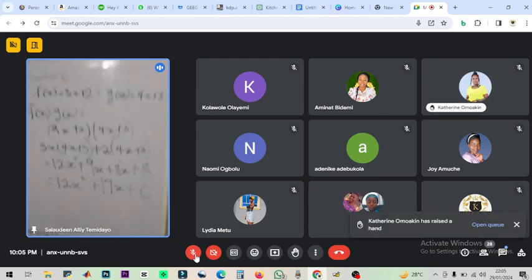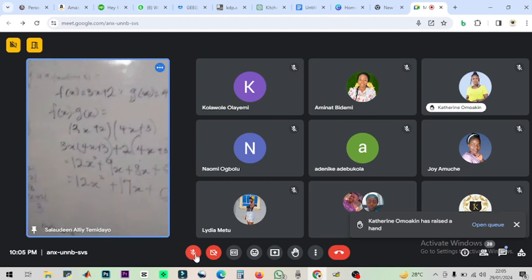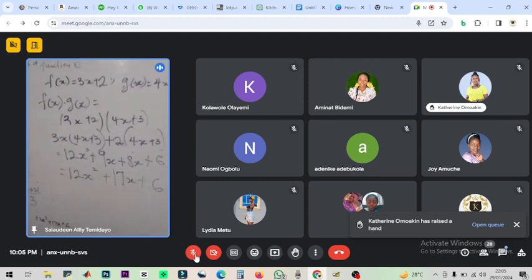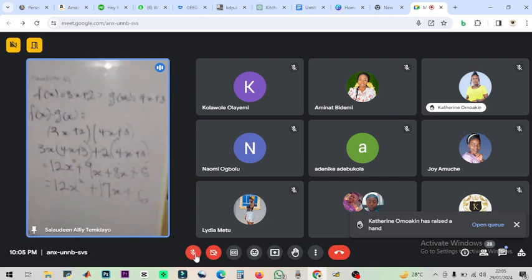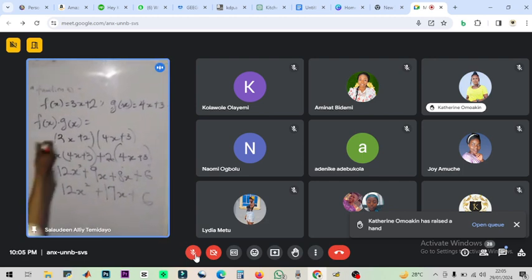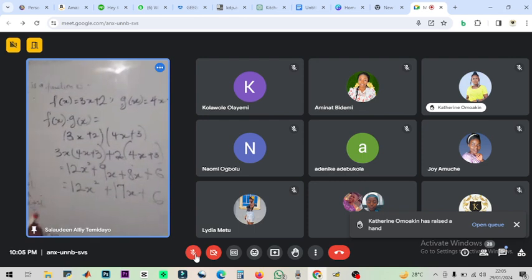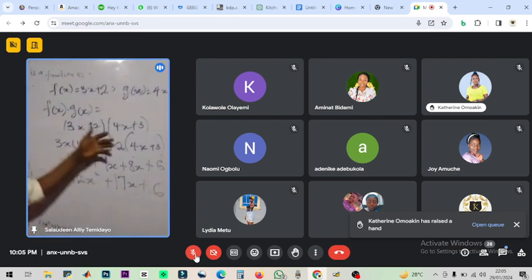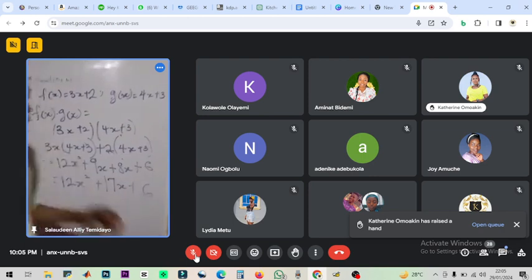For those of us that didn't really get it, look at the process again. I said we're multiplying f of x by g of x. So make sure you have this note with you and just screenshot it. F of x multiplied against g of x. Doing that, f of x is 3x plus 2 multiplied by 4x plus 3.